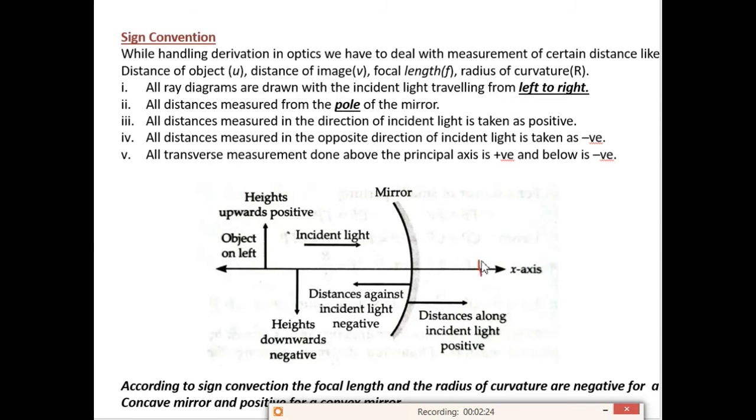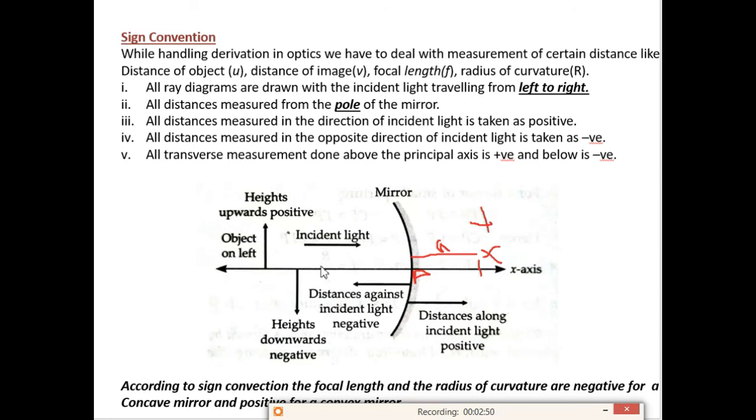Let's say at this point, the distance is measured from the pole of the mirror. This is the pole of the mirror. From here we will measure the distance. Let's say this distance is a. So what is the sign of a? This distance is measured from P to X, and P to X is the direction of incident light. So a is positive in sign.